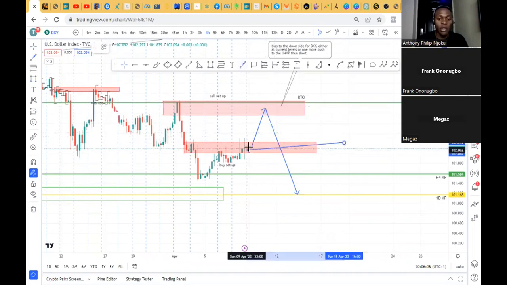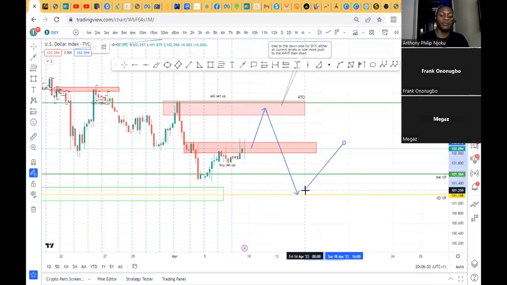If it doesn't break this point, it will keep falling, because we have a one-day validation point here that needs to fulfill efficiency, which the market has not fulfilled yet. So I strongly believe the market needs to come into this one-day bullish validation point and fulfill its efficiency. But before it gets there, it can move down from this current level or move up before moving more down.